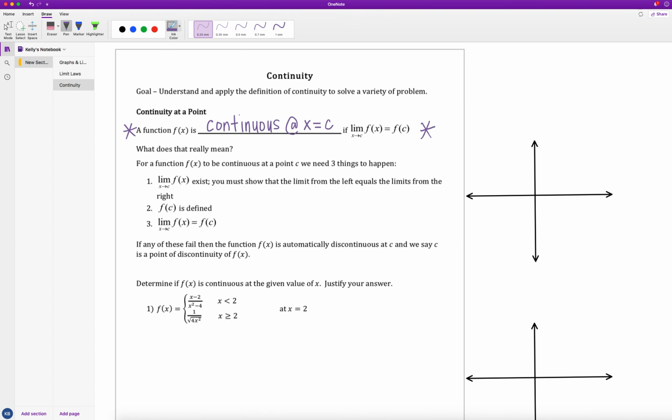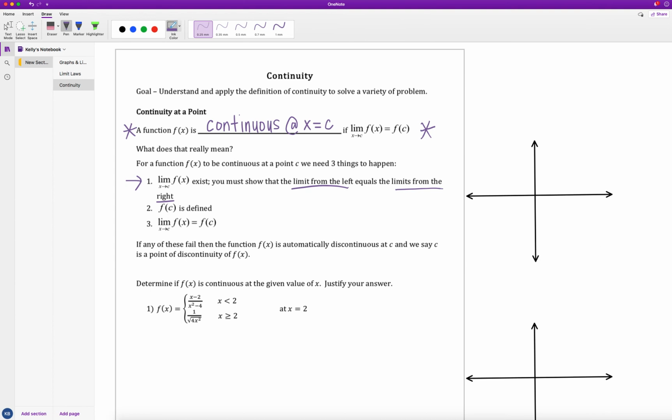The first thing is that the limit as x approaches c of f of x has to exist. And by definition of a limit existing, that must mean the limit from the left equals the limit from the right. And we'll have to show this. So in our first step, especially with a piecewise function, we have to show that the limit as x approaches c from the left of f of x is equal to the limit as x approaches c from the right of f of x.